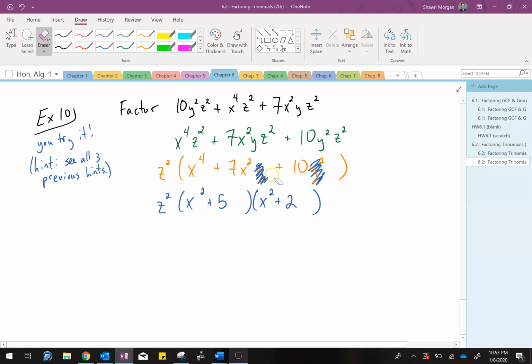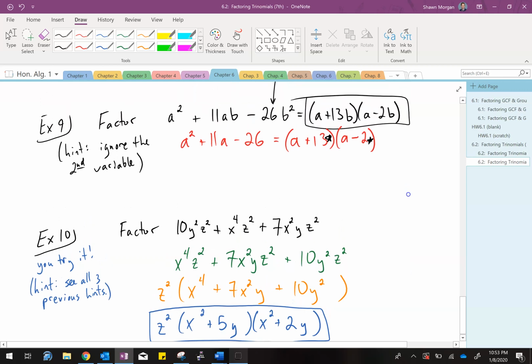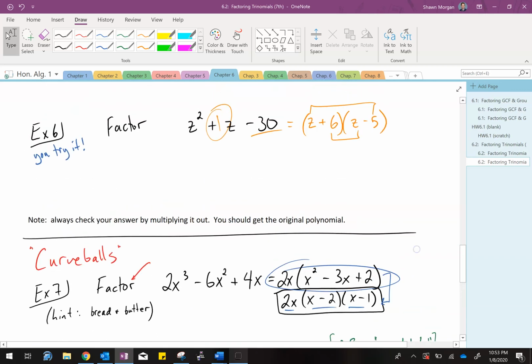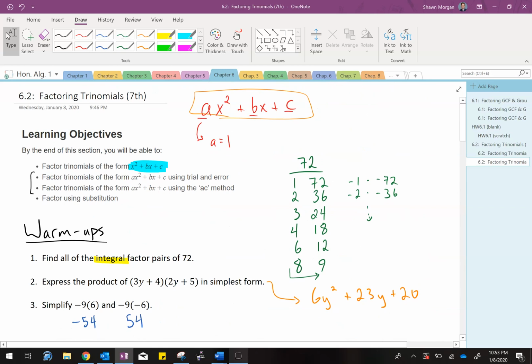And then lastly, remember that curveball where we said if there's two variables, you can temporarily ignore the second variable? Now we're just going to put that back in our answer, and we should be able to FOIL it out and then get back what we started with. So I hope you found this screencast helpful. Make sure that you practice a lot of these examples, and you will get pretty good at factoring basic trinomials. Thank you so much for watching, and let me know if you have any questions in class.